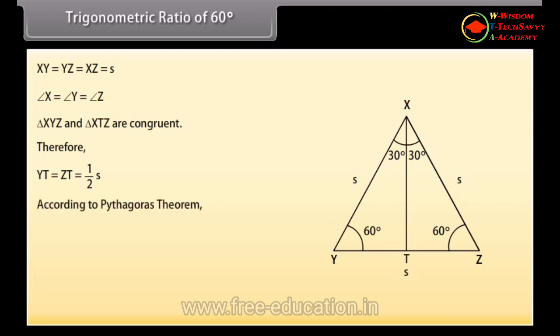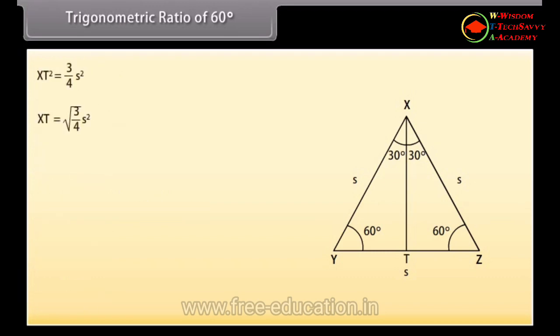According to Pythagoras' theorem, XT square plus YT square is equal to XY square. By substituting the values, we get XT square plus 1 upon 2s whole square is equal to s square. By calculating it, we get XT is equal to square root 3 upon 4 s square, which is square root 3 upon 2s. Sin 60 degree is equal to XT upon XY, which equals square root 3 upon 2s upon s, equals square root 3 upon 2.